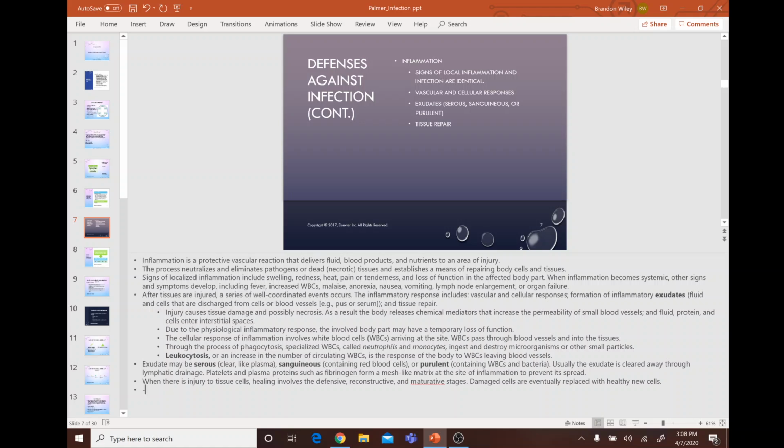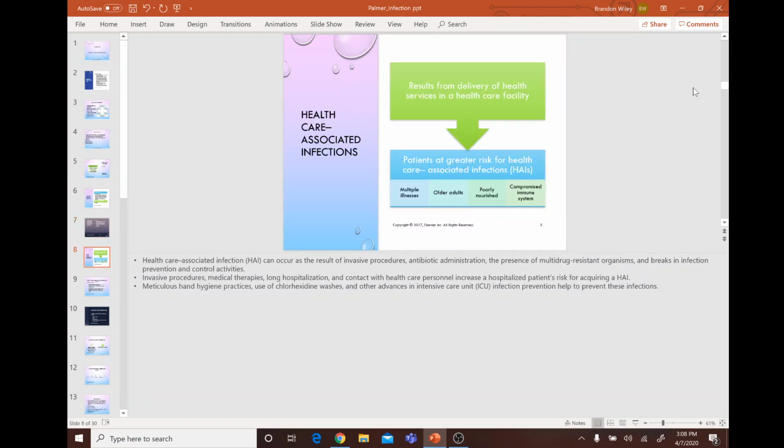Cellular response to inflammation involves white blood cells arriving at the site. White blood cells pass through the blood vessels into tissue. With the process of phagocytosis, specialized white blood cells, neutrophils and monocytes, ingest and destroy microorganisms and other small particles. And leukocytosis, or an increase in the number of circulating white blood cells, is the response of the body to white blood cells leaving. Things like that. Alright, what patients are at greater risk for HAIs?